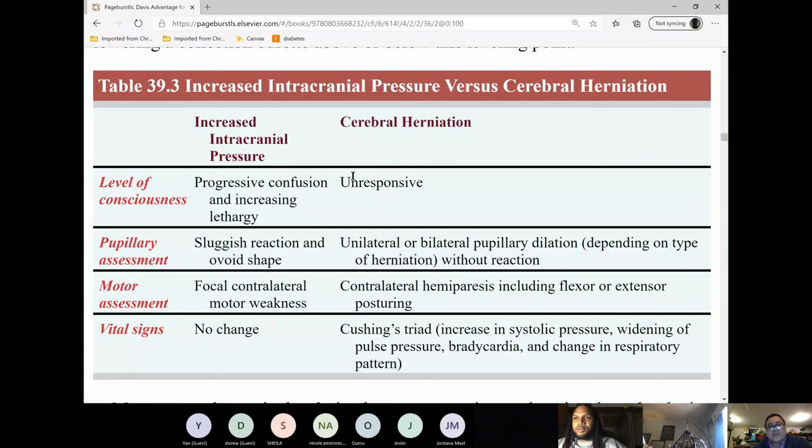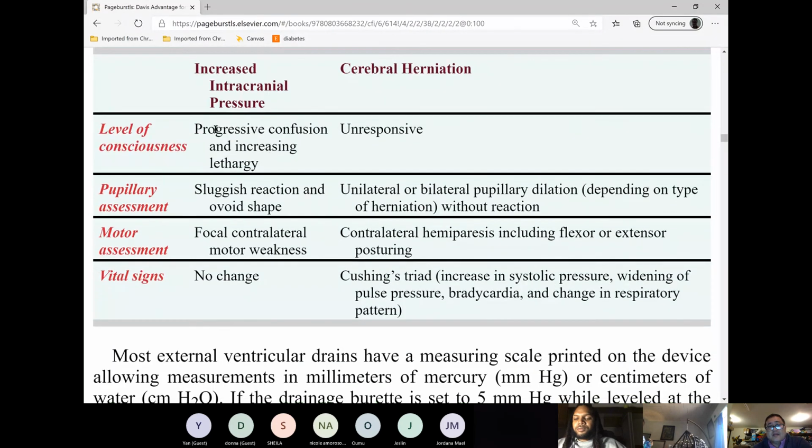So here are the differences between increased ICP and cerebral herniation. Just think of it as increased ICP leads to cerebral herniation, meaning cerebral herniation is a consequence of severe increased ICP. So here, as long as there's no brain herniation yet, you'll see increasing confusion and lethargy. Once you have herniation, the patient is now unresponsive.